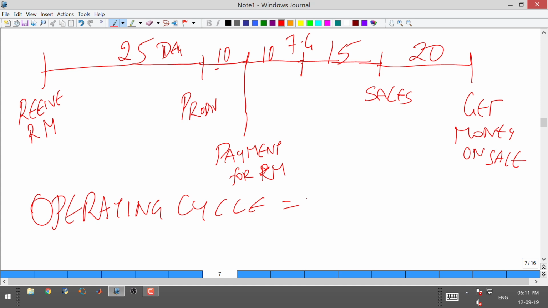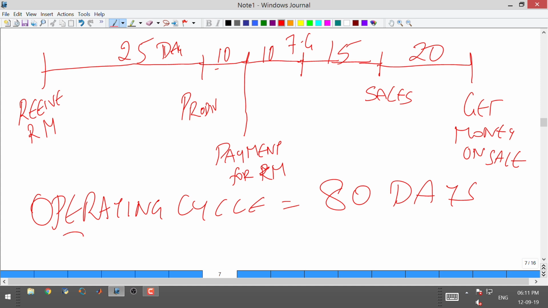The entire length is the operating cycle of this company. It is 25 plus 10, 35, 35 plus 10 is 45, 45 plus 15 is 60, 60 plus 20 is 80. The operating cycle of this company is 80 days.